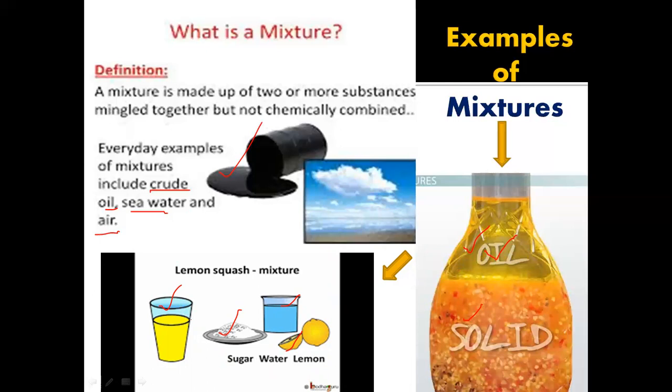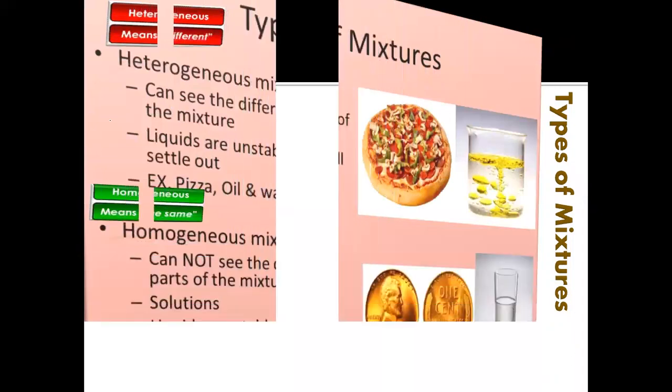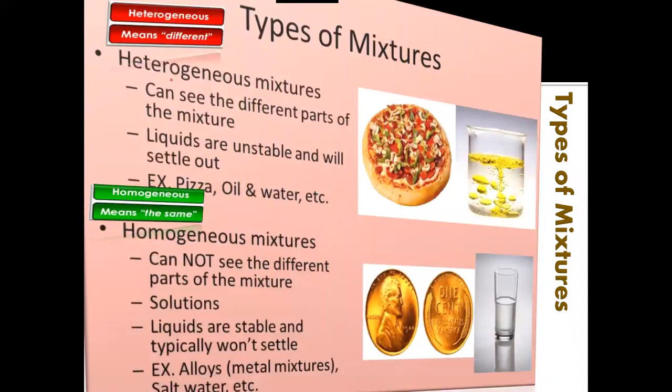That does not combine chemically, and does not produce or form a new thing, but it is a mixture of all these things. If we look at the types of mixtures now, we will see there are two types of mixtures. One is heterogeneous mixture and the other one is homogeneous mixture.